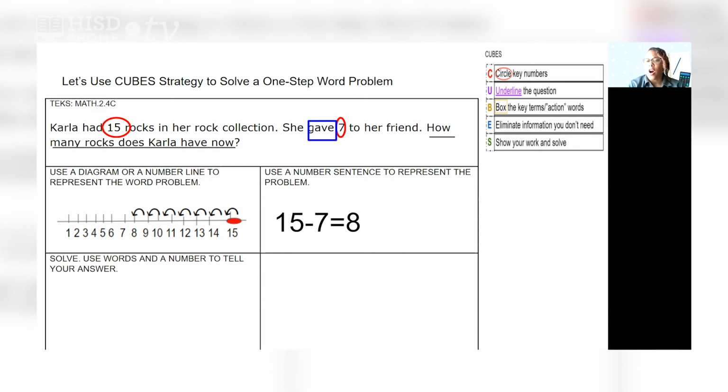So what were they talking about? They asked how many rocks does Carla have now? So how many rocks did she have left? Carla had 8 rocks. So if I want to use numbers and words to tell my answer, I would write the number 8 and write the word rocks. So my answer is 8 rocks.